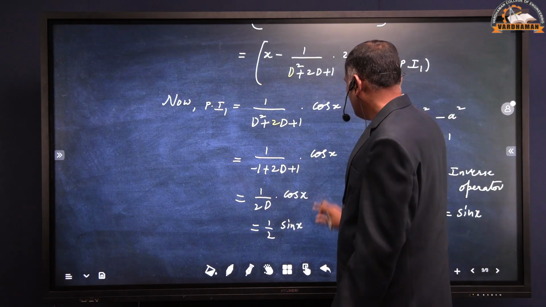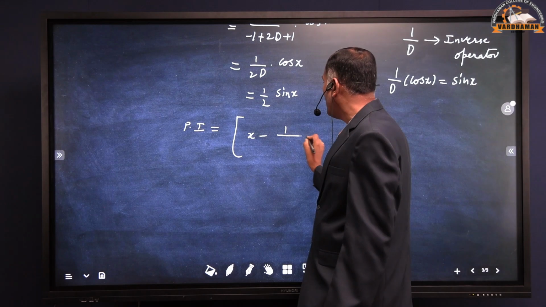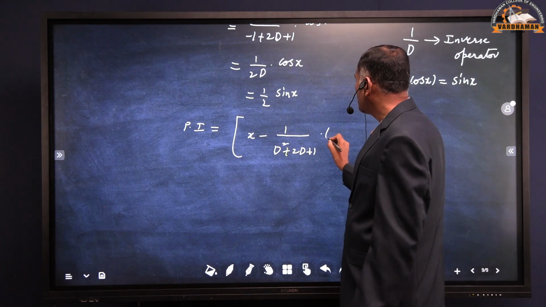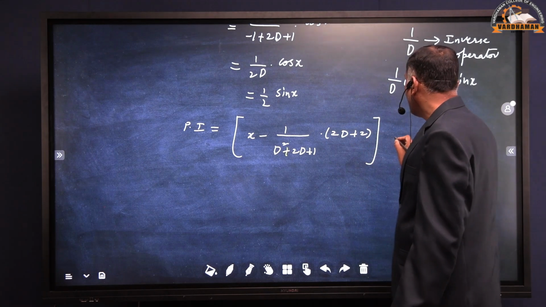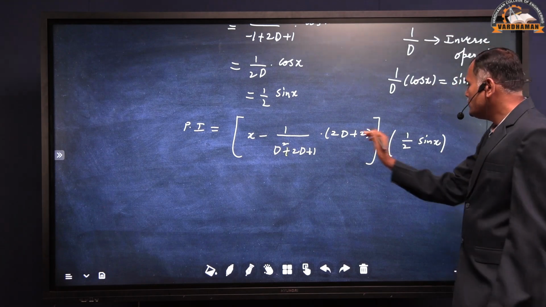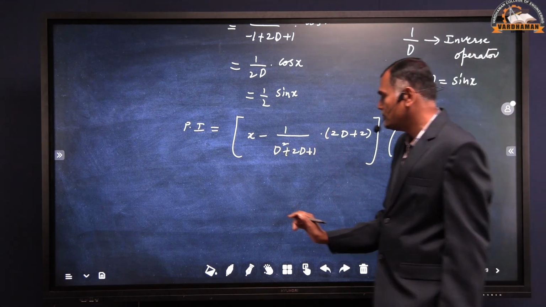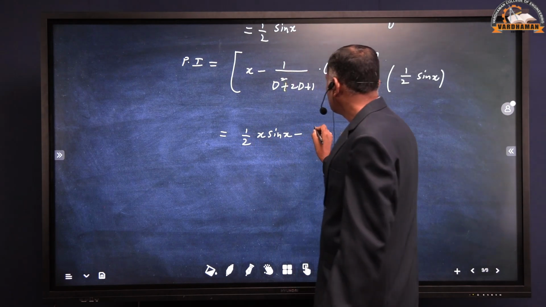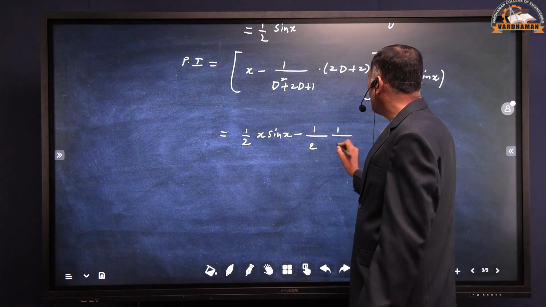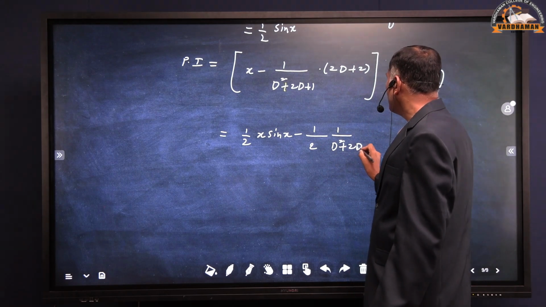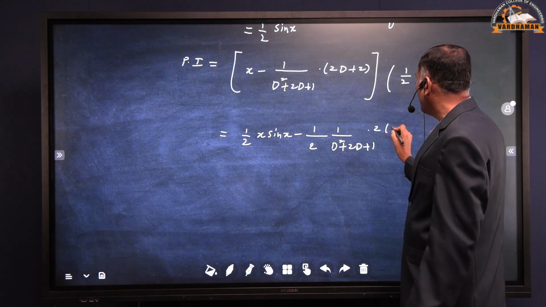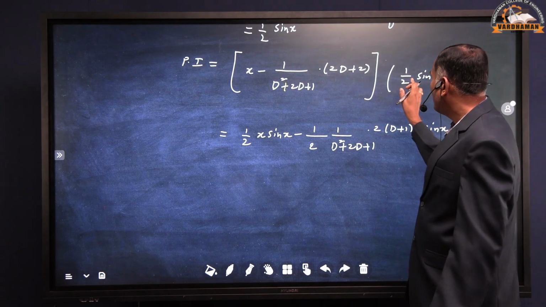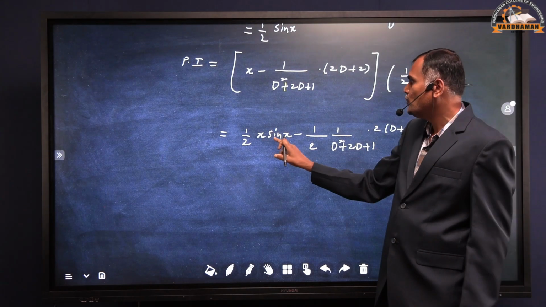Now let us substitute that here. PI equals x minus 1 by D square plus 2D plus 1 into 2D plus 2. Here PI1, that is 1 by 2 sin x. Now let us simplify this one. You take this inside of this square bracket and simplify. We get 1 by 2 times x sin x minus 1 by 2 times 1 by D square plus 2D plus 1 into 2 times D plus 1 sin x. I am taking this 1 by 2 sin x inside. X into 1 by 2 sin x, that is 1 by 2 x sin x.